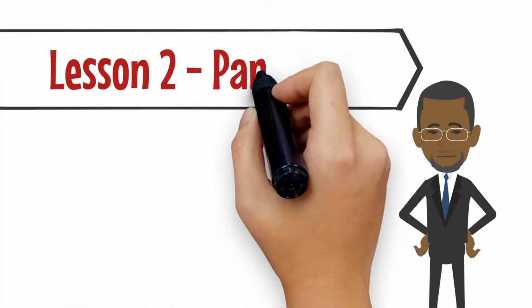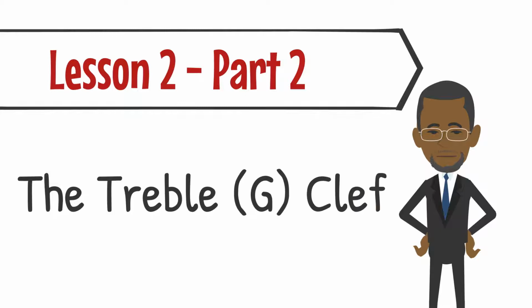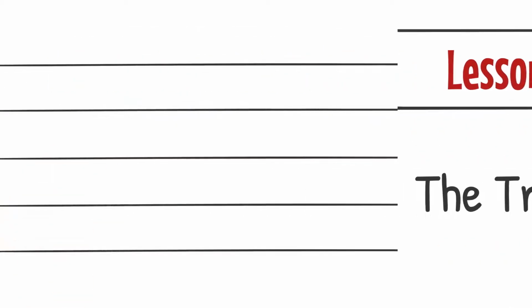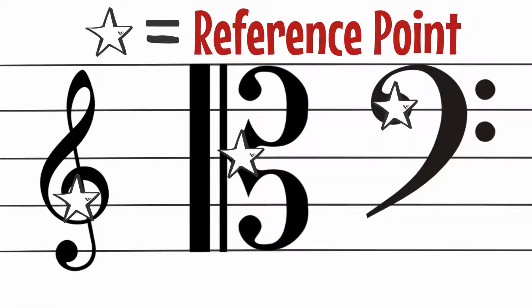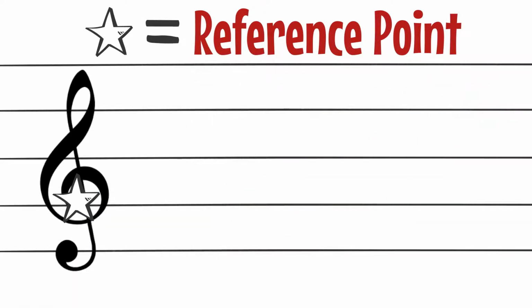Lesson 2, Part 2. The treble, or G, clef. Let's recall Lesson 2 Part 1. There are three primary clefs, the treble clef, the alto clef, and the bass clef, each with its own reference point. Let's focus on the treble clef, which represents the highest pitched, or sounding, notes.